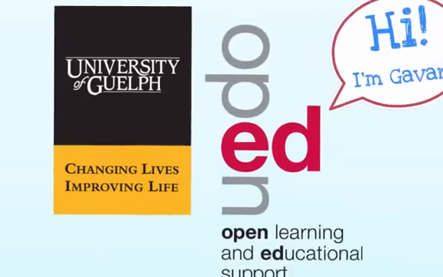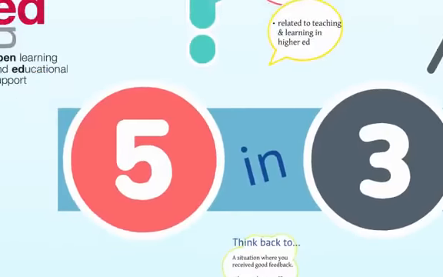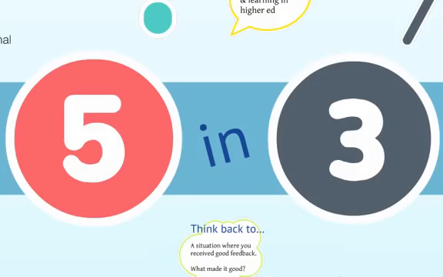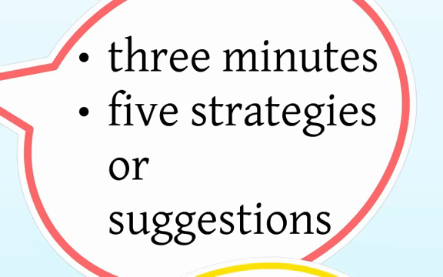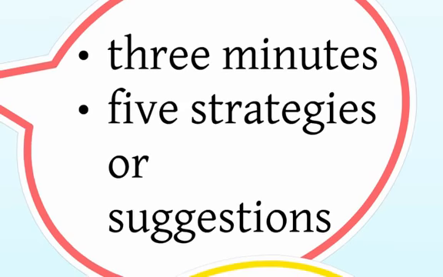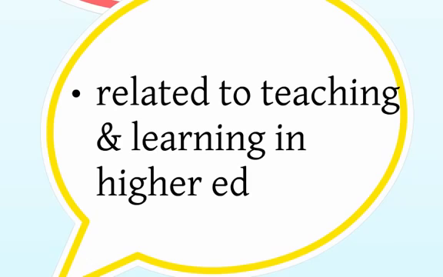You're watching the first in a series of videos that we're calling 5 and 3. What does this mean? Over the next 3 minutes or so, I'm going to give you 5 strategies or suggestions related to the topic of giving good feedback to students. While future 5 and 3 videos will change subjects, you'll always get 5 or so suggestions or strategies within 3 or so minutes related to teaching and learning in higher education.